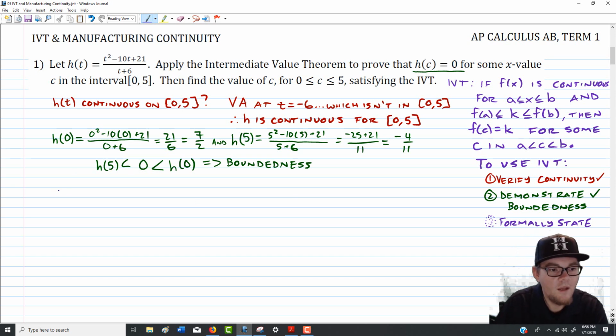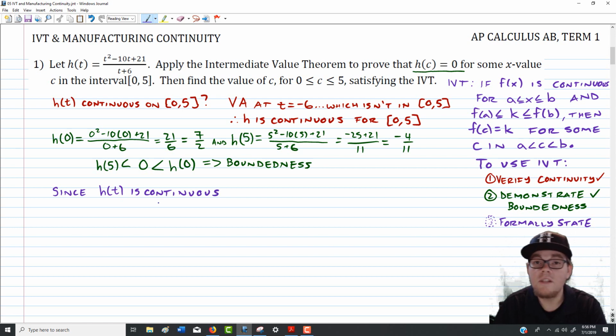So let's do it. In stating our thing, this is almost a statement of the proof, however you want to think about it. So I'm going to start by declaring what we know. Since h of t is continuous, and I can't just say h of t is continuous because it's not continuous everywhere. h of t is continuous on the interval from 0 to 5. So in a sense, we proved that right here.